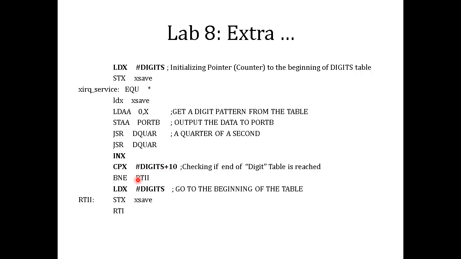If we did, we do not make this branch. We go back here. I'm saying we go here, and then we load the beginning again. So that means anytime you display 9, the next digit you want to display is 0, right? So you'll go back to the beginning of the table. So these are the only 4 lines that we are actually changing here so that we can display in an increasing order.